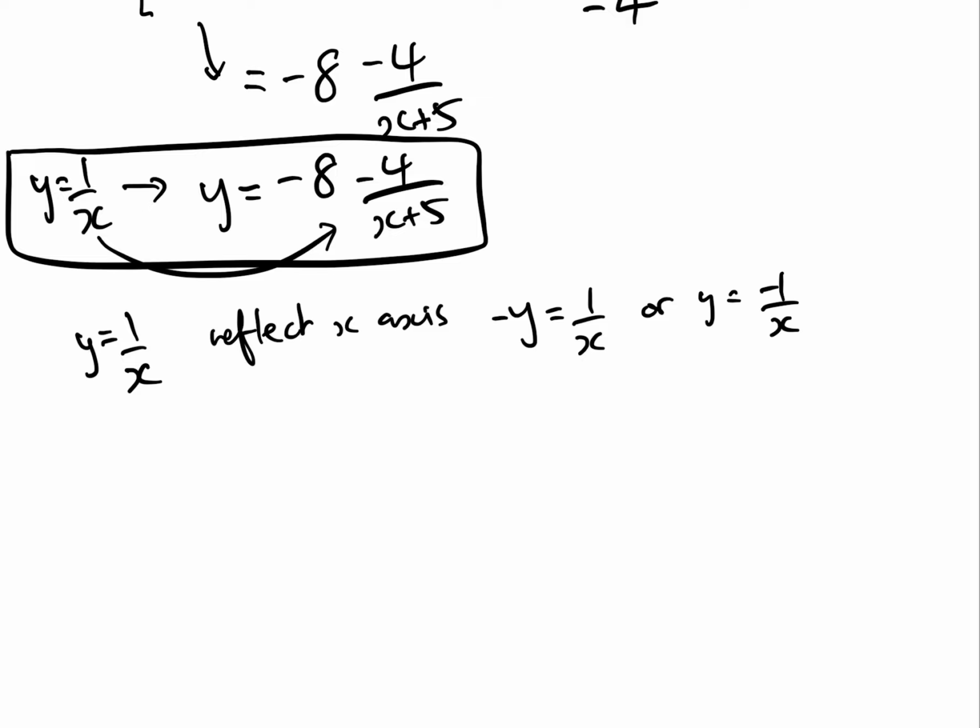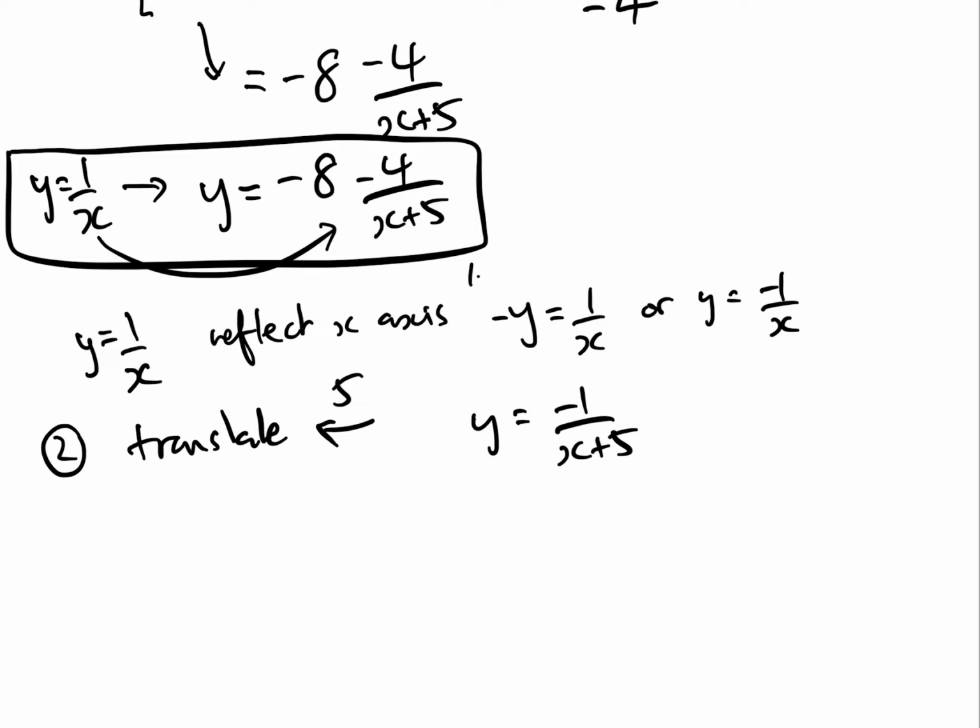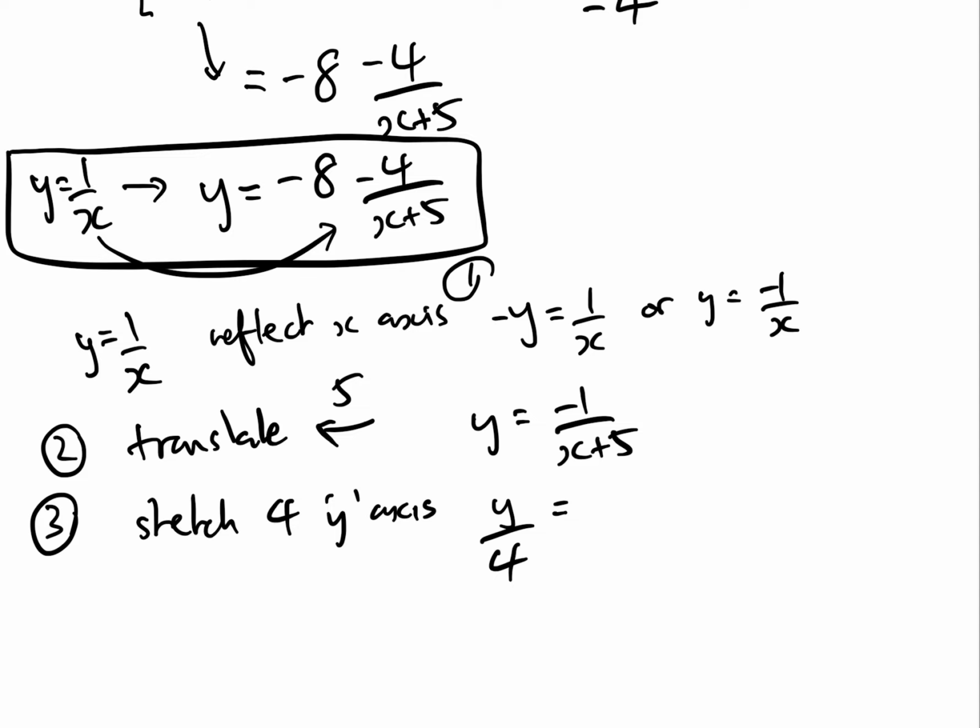That's step 1. Step 2, we are going to translate the graph that way by 5, which means that we replace x by x plus 5, i.e. y equals -1 over (x + 5). That's step 2, and that one is step 1. So step 3 here is we are going to stretch by scale factor 4 in the y direction, parallel to the y-axis, and to do that we replace y by y over 4: y over 4 equals -1 over (x + 5), i.e. y equals -4 over (x + 5). And remember, this is what we want to get to, so we're almost there now.